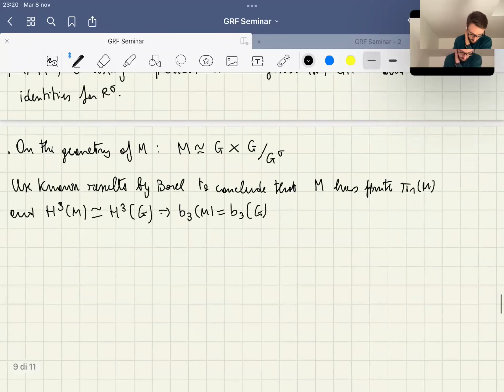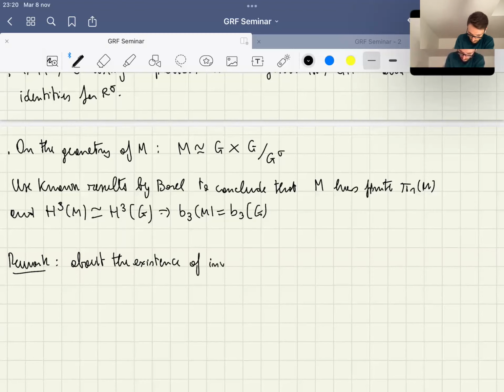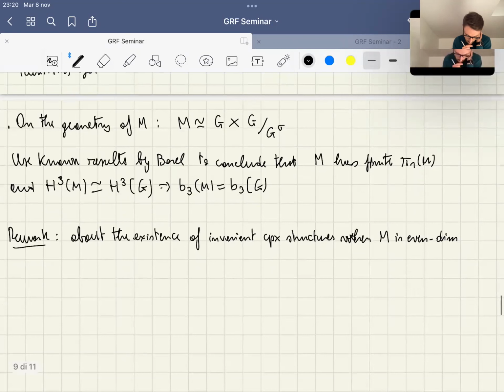Okay, so maybe just conclude with one remark that is related to some observation we made at the end of the talk of last week, which was something about the existence of invariant complex structures when M is even dimensional. So here, the feeling is that the existence of invariant complex structures on such spaces in the even dimensional case is highly unlikely. And the point is the following.